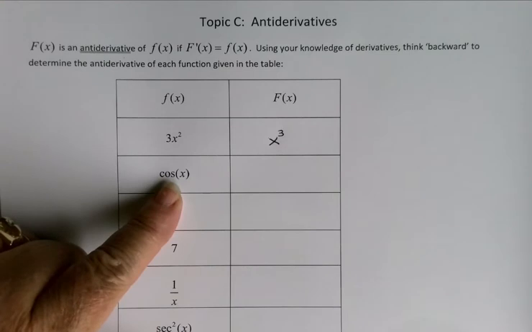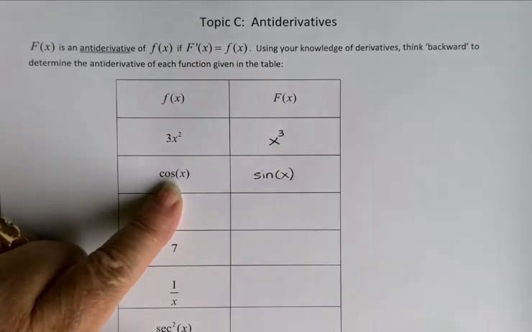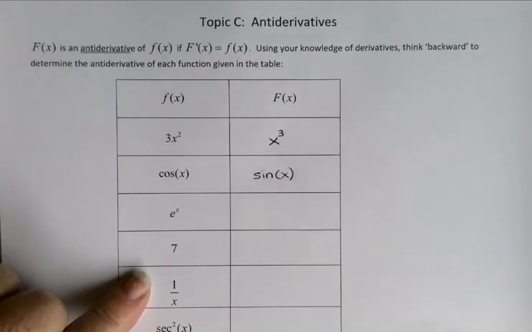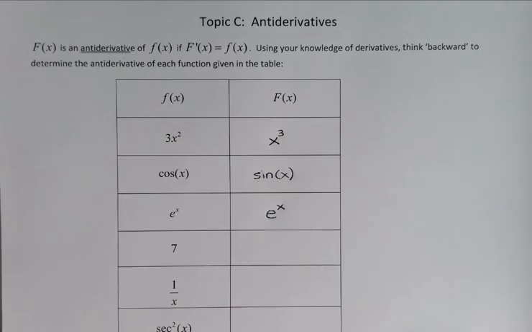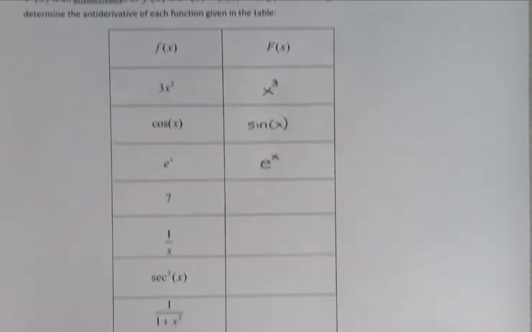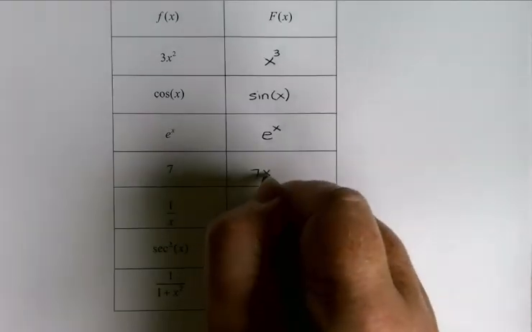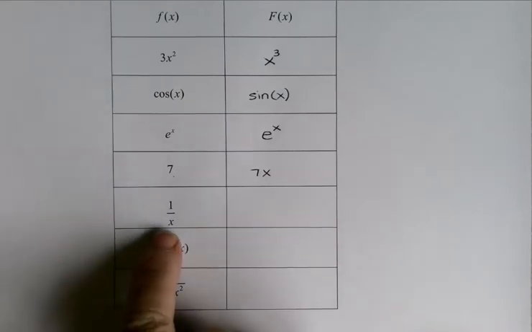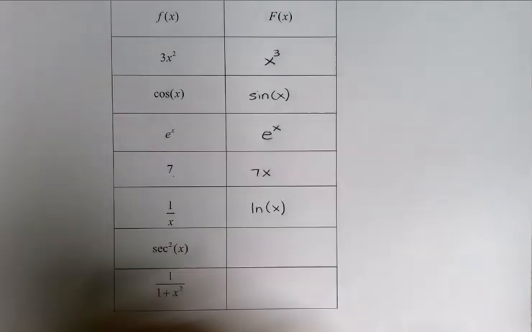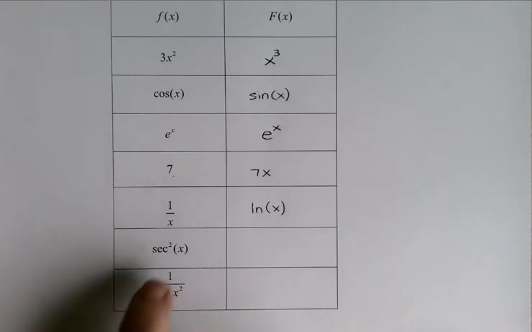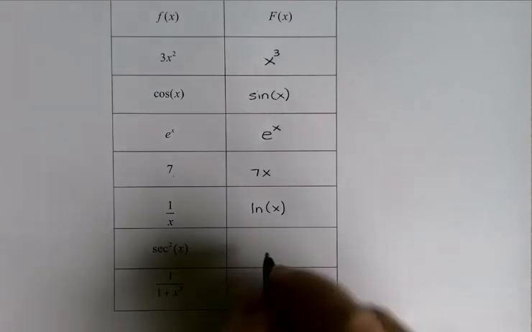What about cosine x? Well, that's the derivative of sine x. So capital F would be sine x, whose derivative is cosine x. e to the x is its own derivative. So the antiderivative of e to the x is still e to the x. And let's see, 7x would have derivative 7. The function whose derivative is 1 over x was the natural log of x. Again, just thinking backwards, what function has secant squared x as its derivative? Tangent x.